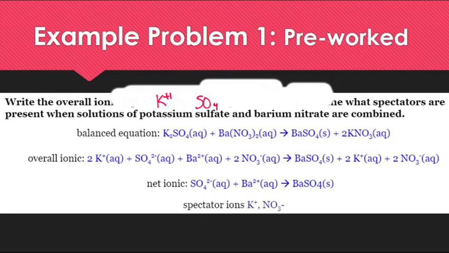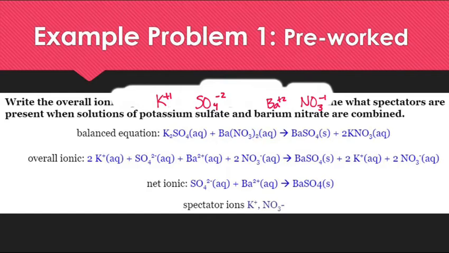Potassium is K plus 1, sulfate is SO4 minus 2, barium is plus 2, and nitrate is minus 1. Make sure to keep an eye out for these ates and ites. Those are signs that those are groups from the back of our periodic table on that polyatomic list. So because I had that plus 1 and minus 2 here, those cross-dropped and reduced to make K2SO4. Then plus 2 and minus 1 came together to give us barium nitrate with 2 nitrates there.